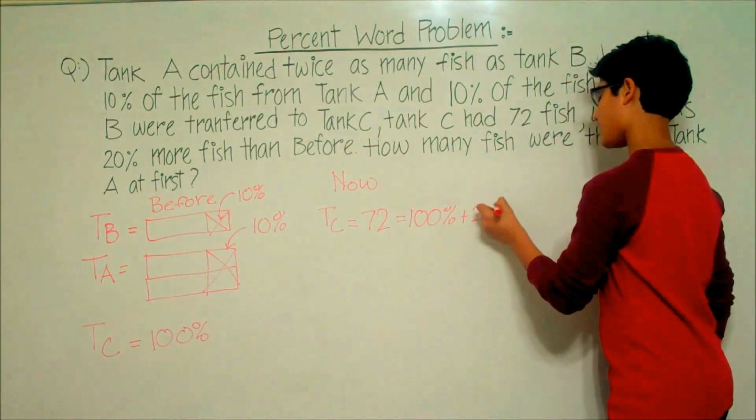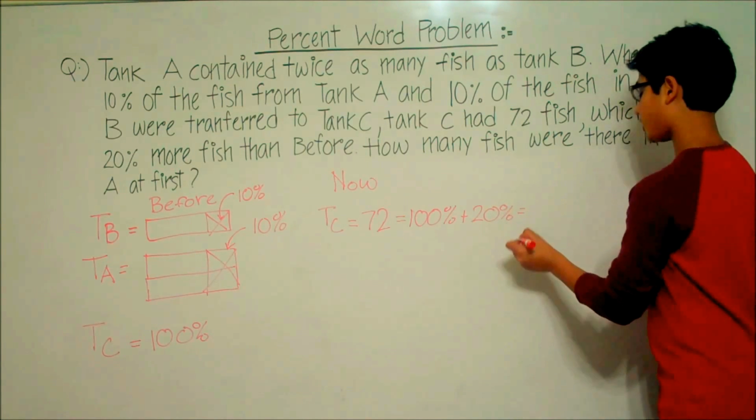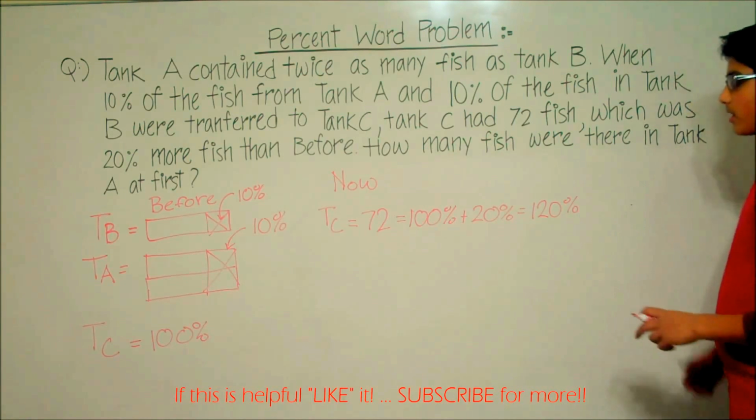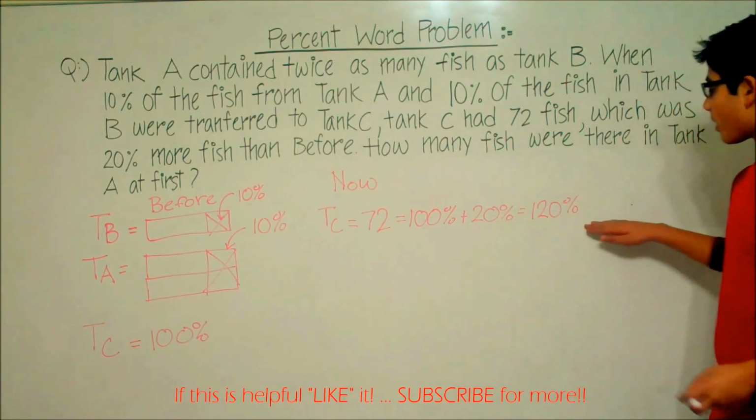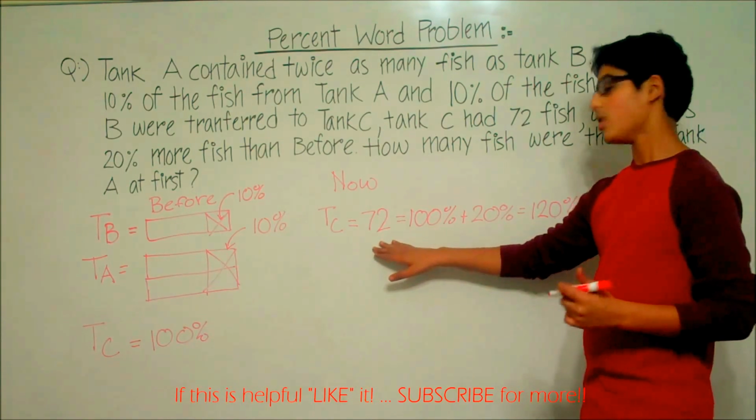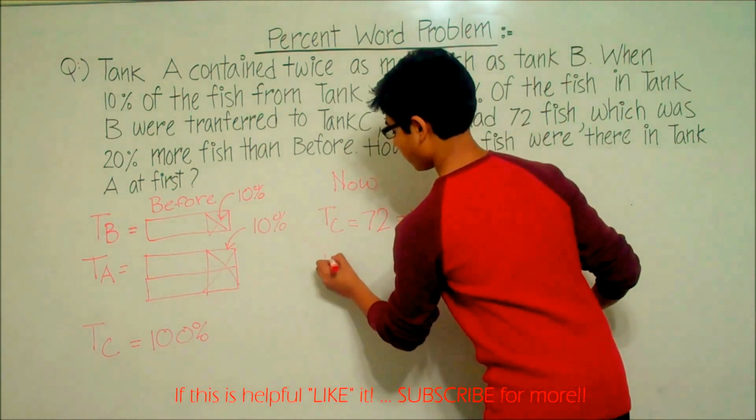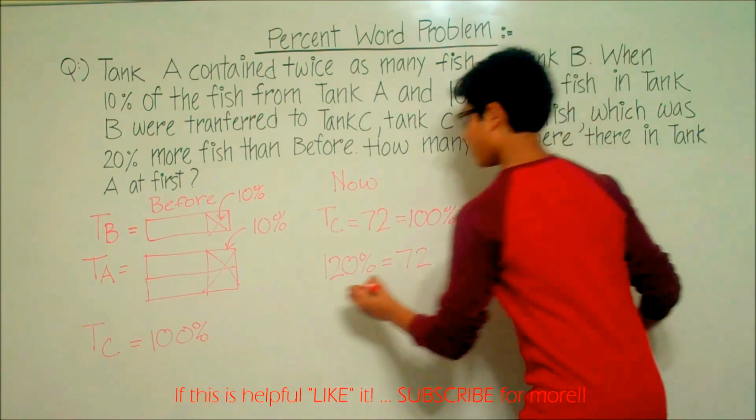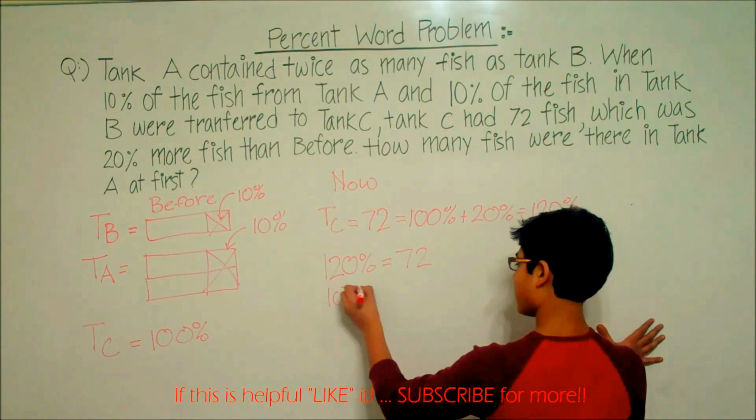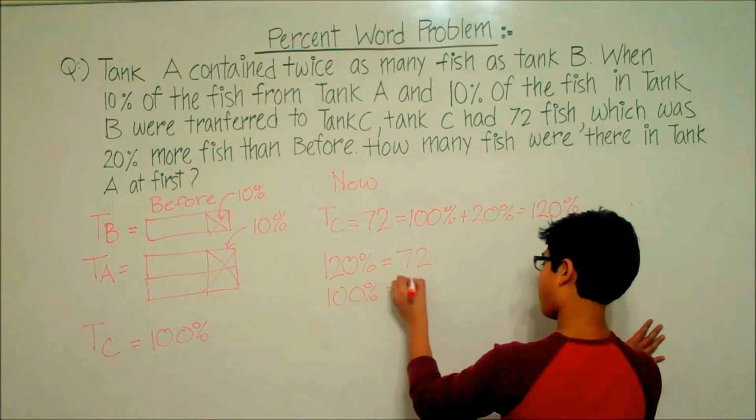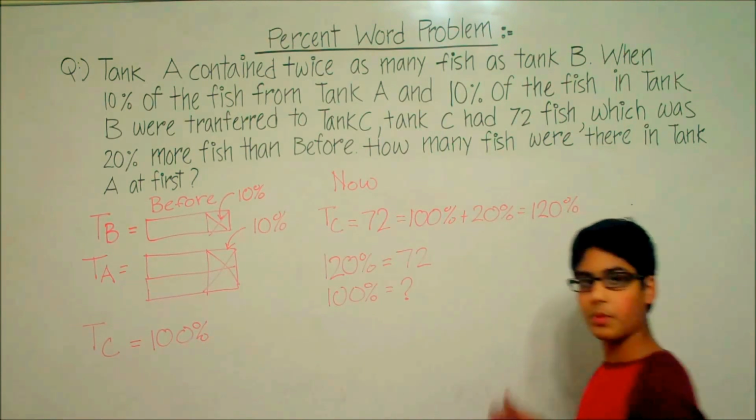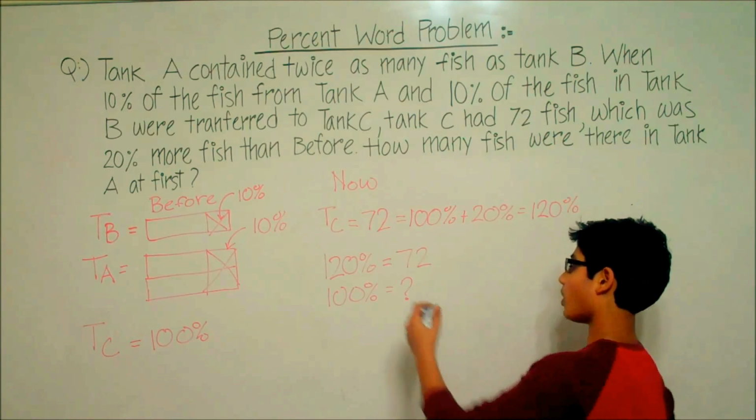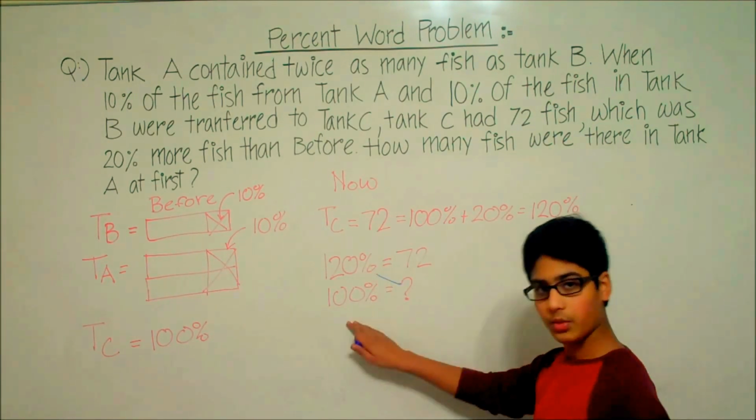So 100% plus 20% is equal to 120%. So Tank C now has 120%, which is equal to 72 fish. So 120% of Tank C is equal to 72 fish. So this means that 100% is equal to how much? To solve this part of the problem, we need to use cross multiplication. This means we multiply 120 with a question mark and 72 with 100%.